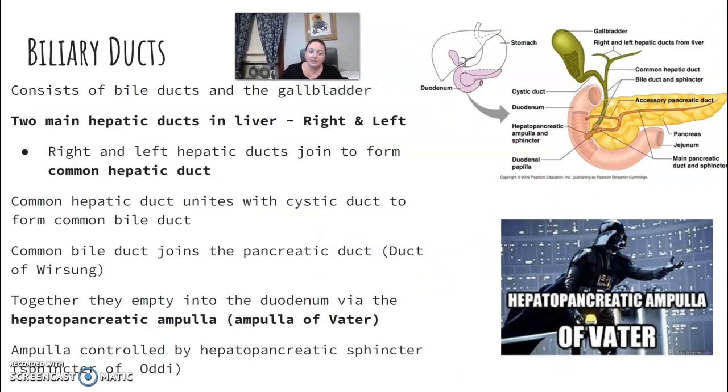Biliary ducts. These you're going to need to know. The two main hepatic ducts in the liver, there is a right and a left. The right and the left ducts combine to form the common hepatic duct. It unites with the cystic duct to form the common bile duct. The common bile duct joins with the pancreatic duct at the duct of Wirsung. I can never say these names. And then together they empty into the duodenum via the hepatopancreatic ampulla or ampulla of Vater.